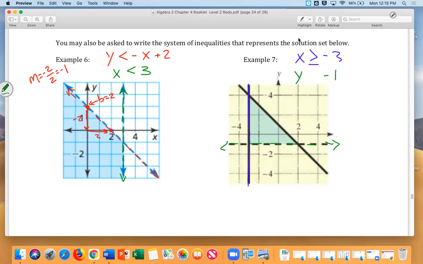This line, the green line. Above. So it's going to be y is greater than -1.